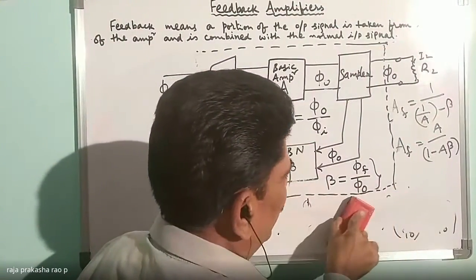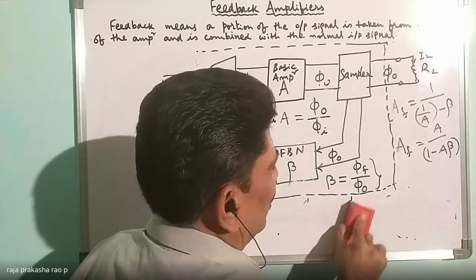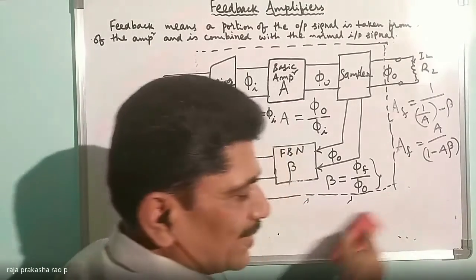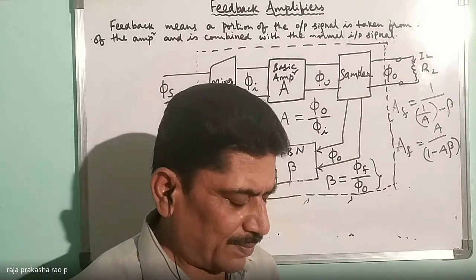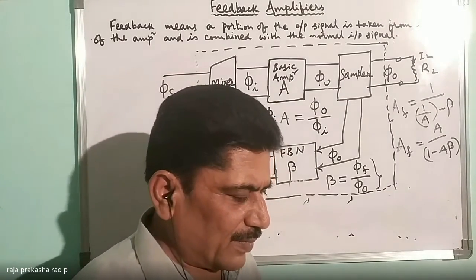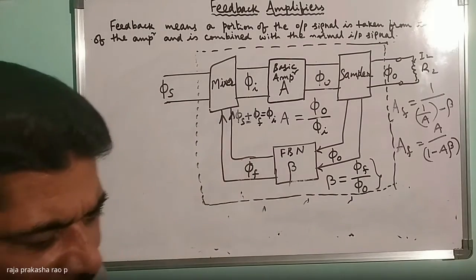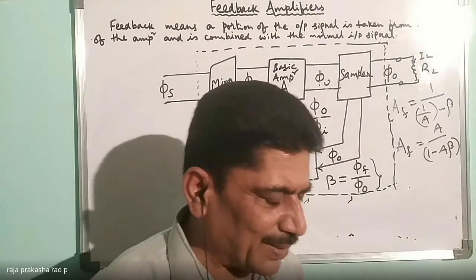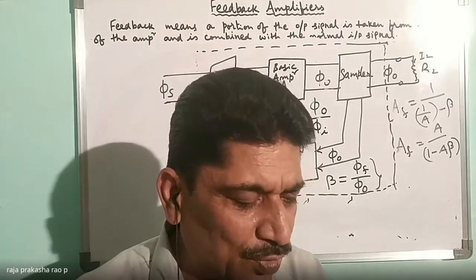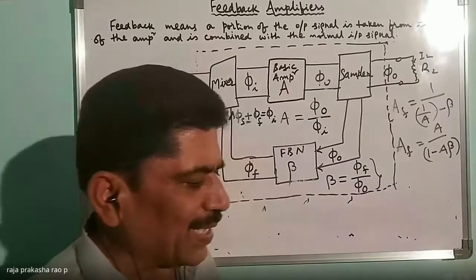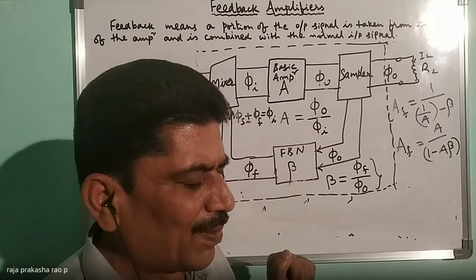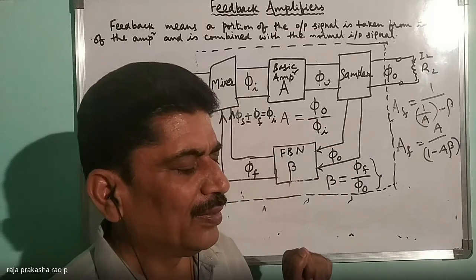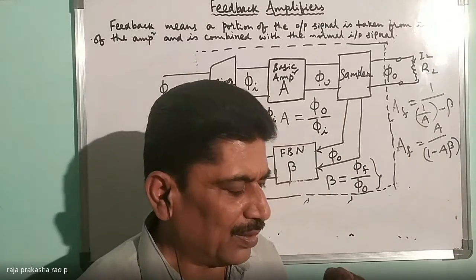For negative feedback, what is happening at the input side? What is the mixer doing? Is it adding or subtracting? For positive feedback, it is adding. It is adding the feedback signal to the input signal. For negative feedback, what is it doing? Subtracting, sir. Yeah.